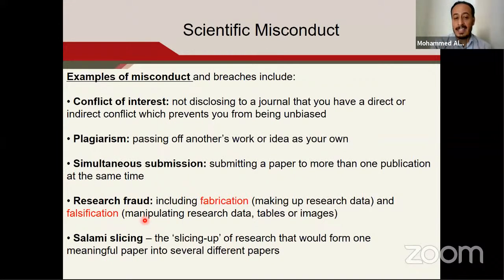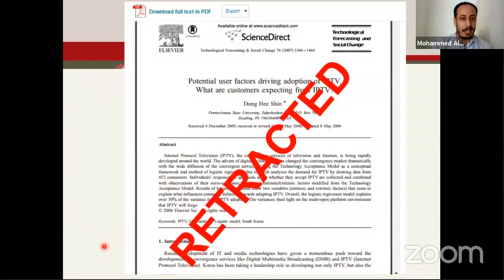Falsification: you conducted the experiment and got negative results, so you manipulate your data. All of those are also misconduct. Salami slicing is simply when you have one outcome and you conducted different experiments for this outcome and you published 2 articles for the same objective. So you are slicing your work into 2 manuscripts. It's also a type of misconduct, unless you have another objective.